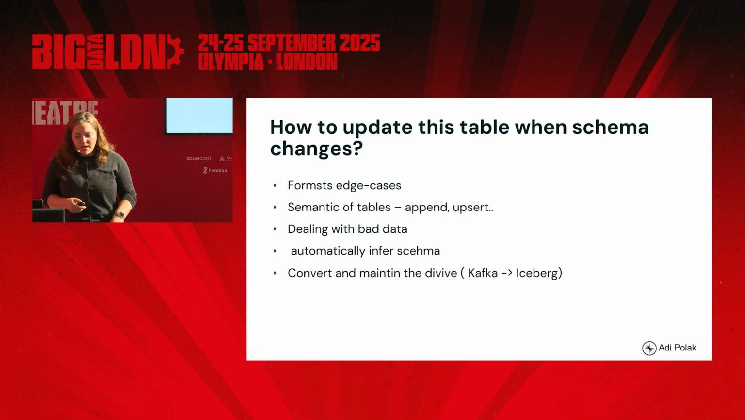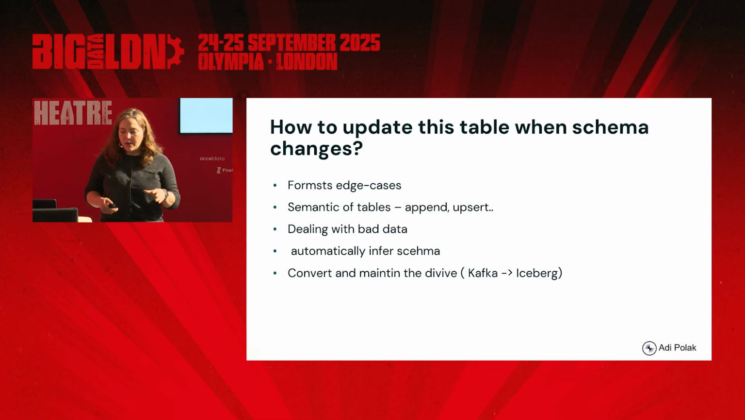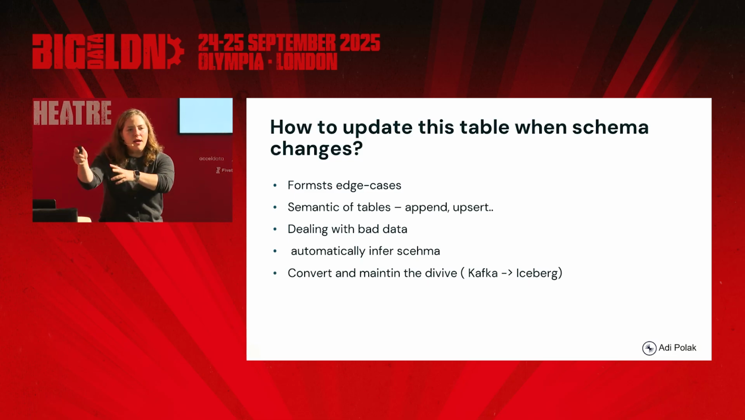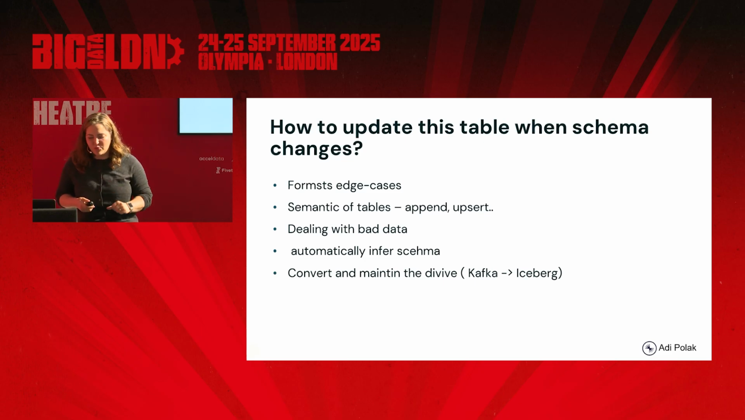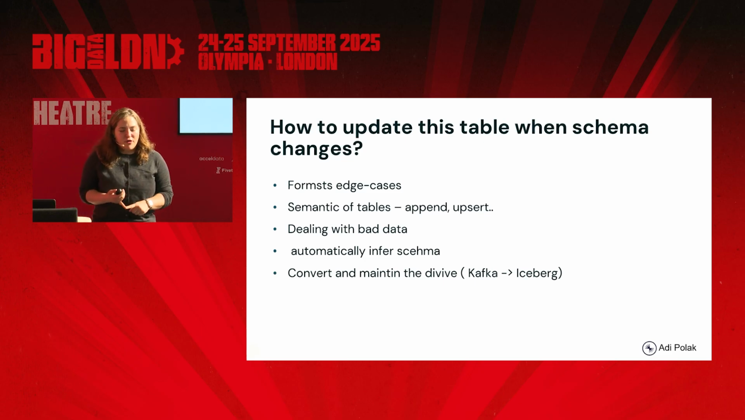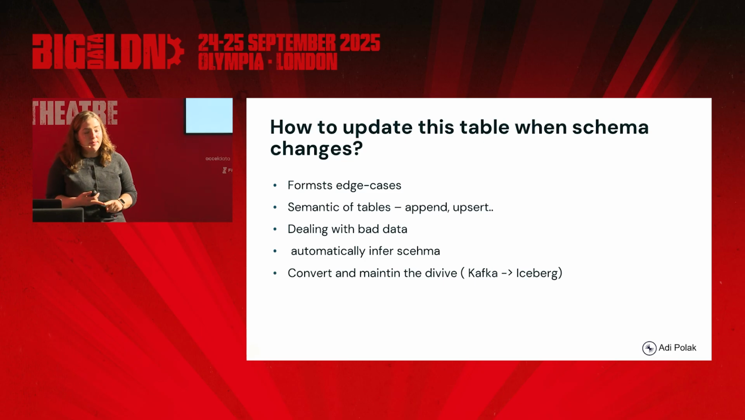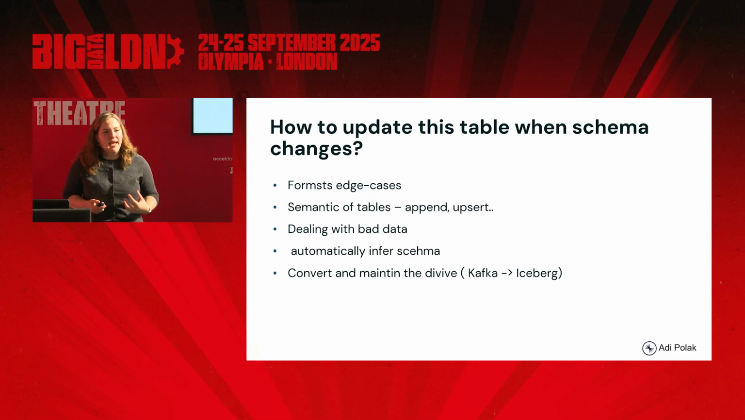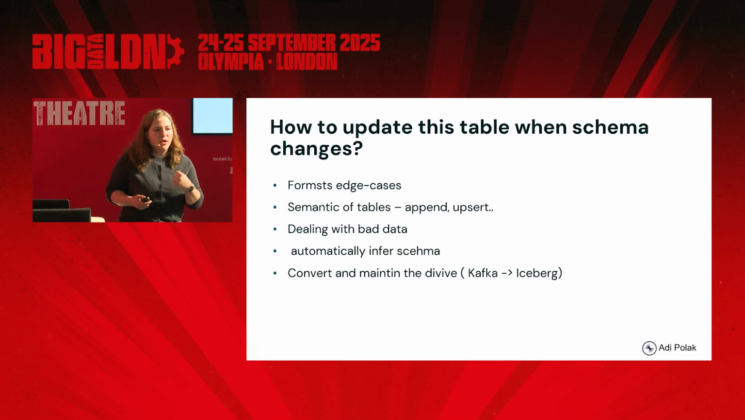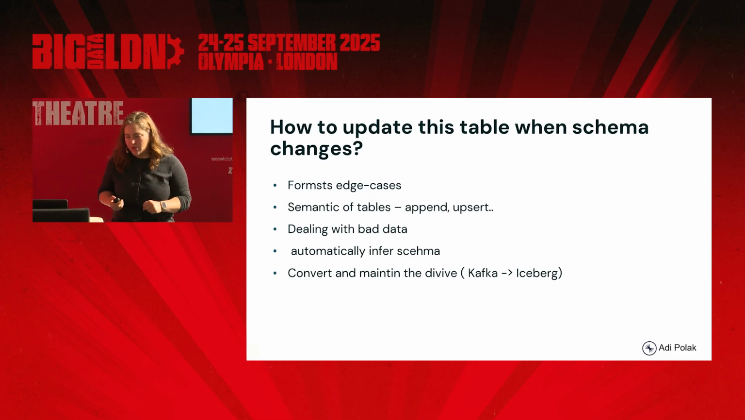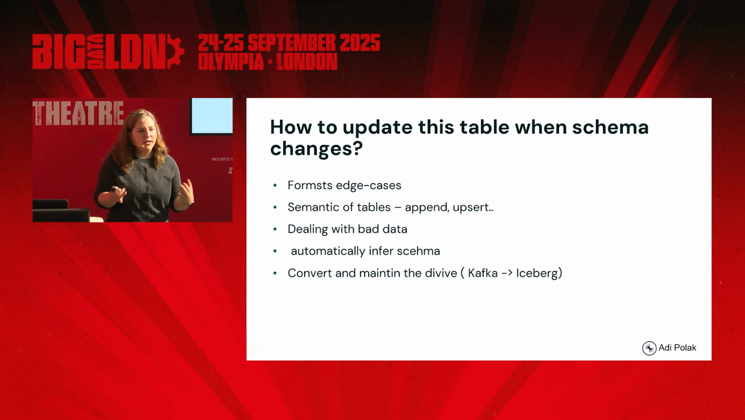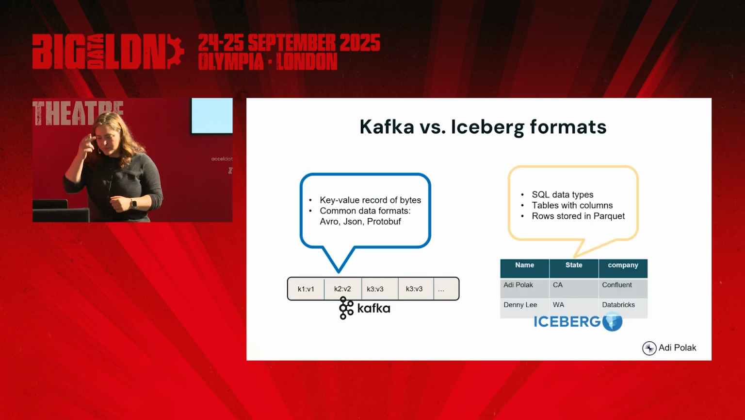So, what do we do, and how do we update this table specifically when the schema changes? Because Kafka has no schema, Iceberg definitely has a schema, and we need to bridge the two. There are different formats and edge cases that we need to think about. There are semantics of tables that we need to think about, things like append, upsert, and so on. Dealing with bad data, automatic inference of schema. This is something that we are familiar with and are able to do. And we want to convert and maintain that divide between Kafka and Iceberg.